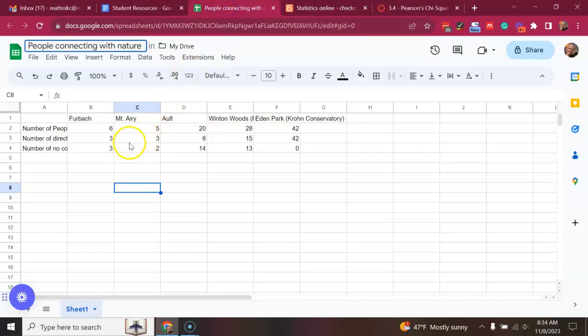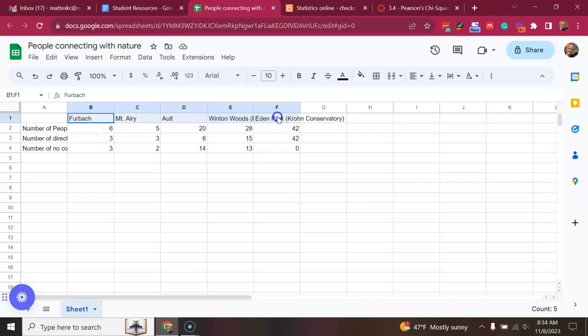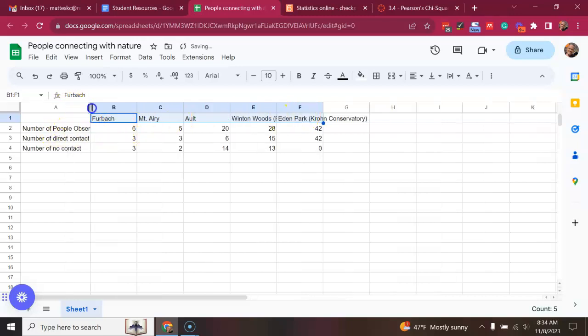Okay, so we want to do an analysis of these 5 parks. These are 5 city parks, and in this area, this column, we have the number of people observed, the number of direct contact with nature, and the number of no contact. So like in the first park, there were 6 people total observed. 3 of them had some sort of contact with nature, however that's defined, and 3 did not.